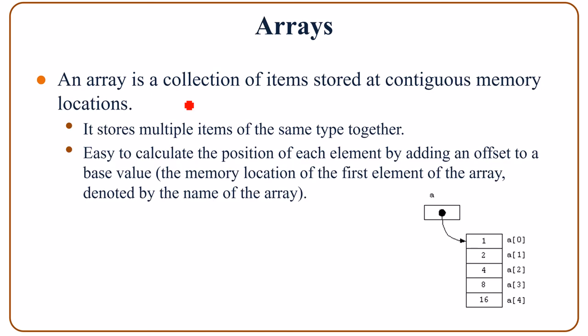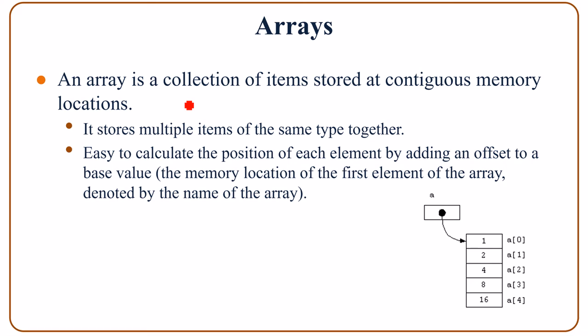Now we talked about arrays. An array is a collection of items stored at contiguous memory locations. So an array stores multiple items of the same type together, and it is easy to calculate the positions of the elements by adding an offset to the base value. So usually the memory location of the first element of the array is denoted by the name of the array.